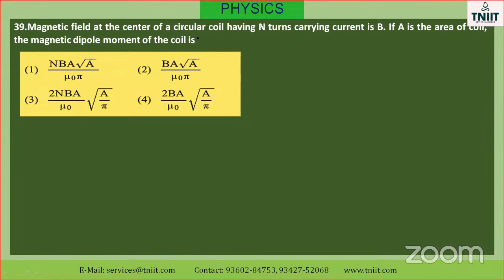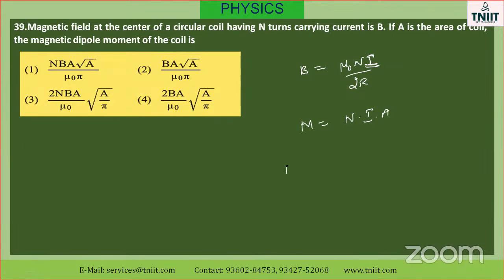Magnetic field at the center of the circular coil having N turns is B. What is the magnetic field at the center given by the formula? Mu naught N i divided by 2R is the magnetic field. What is magnetic dipole moment? Magnetic dipole moment is nothing but the number of turns into current into area.